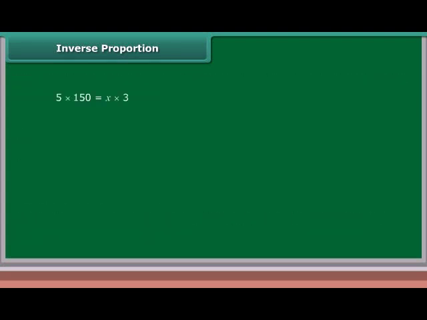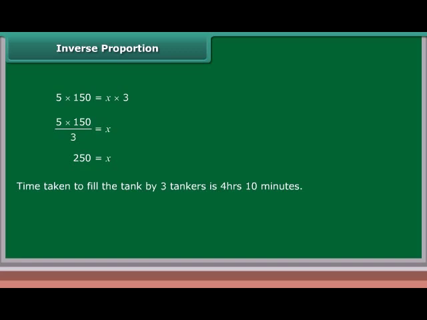5 into 150 is equal to x into 3. 5 into 150 upon 3 is equal to x. 250 is equal to x. Time taken to fill the tank by 3 tankers is 4 hours 10 minutes.